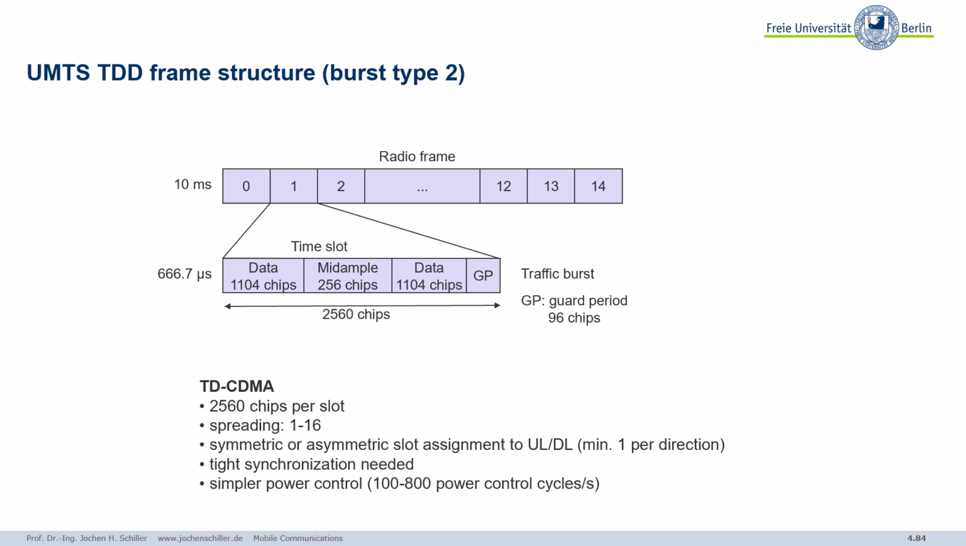You remember TDD, you switch the direction of uplink and downlink, and so this can be symmetric or asymmetric, so you can much better adapt to the asymmetric behavior, for example, internet browsing. There are also different spreading factors, but a tight synchronization is needed because of this switching of uplink and downlink. So, as you can see, there are also different TDD frame structures. And this is just one special so-called burst type. There are also others defined.